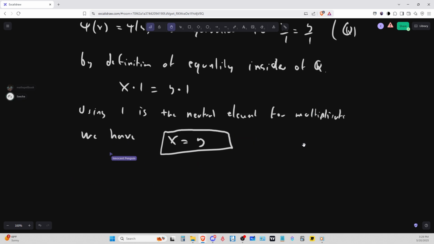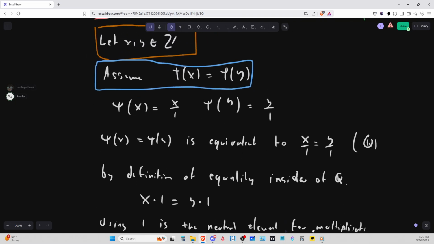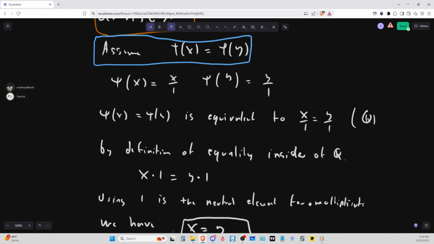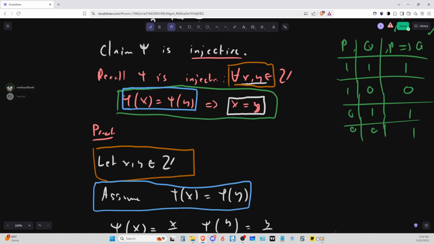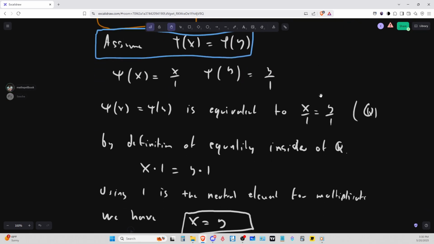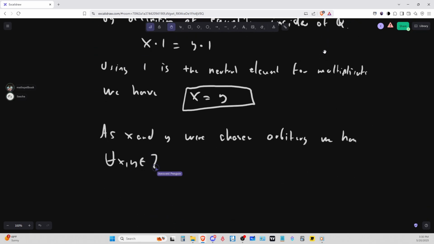And now I can maybe just add a little statement. So as x and y were chosen arbitrarily, we have that for all x and y inside of Z, psi x is equal to psi y implies that x is equal to y. So we showed the logical statement, which is equivalent to saying that psi is injective.